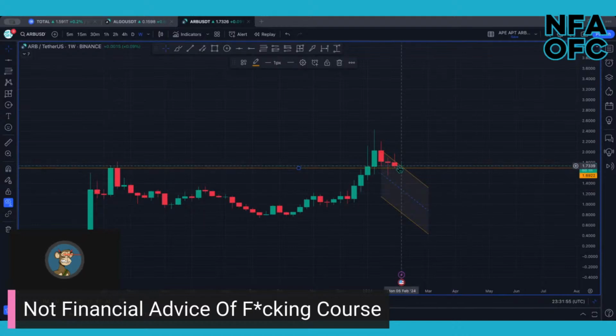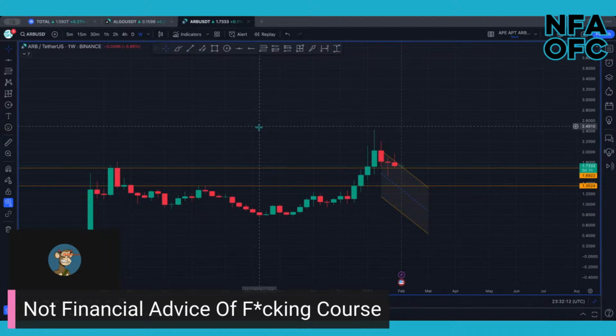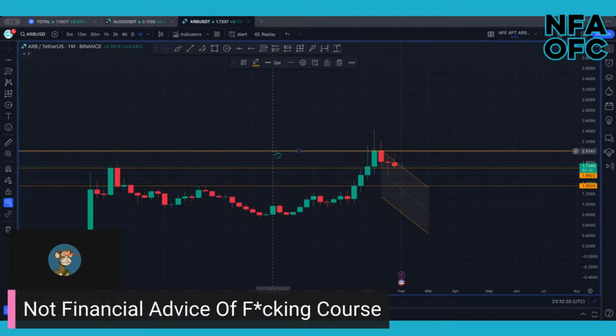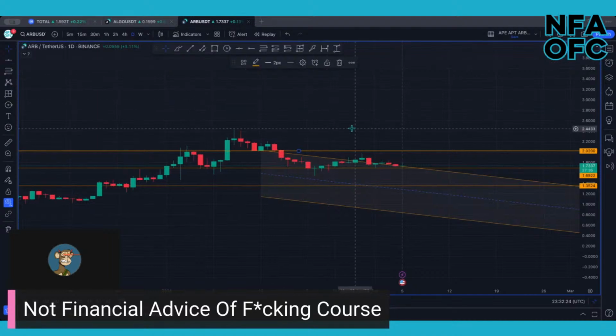Strong support. Look how it's trying to get back down to there. This would make sense on the weekly if this was its retest right here in this area. Always has the potential to go more. It'll be interesting to see. Jump down on the daily.